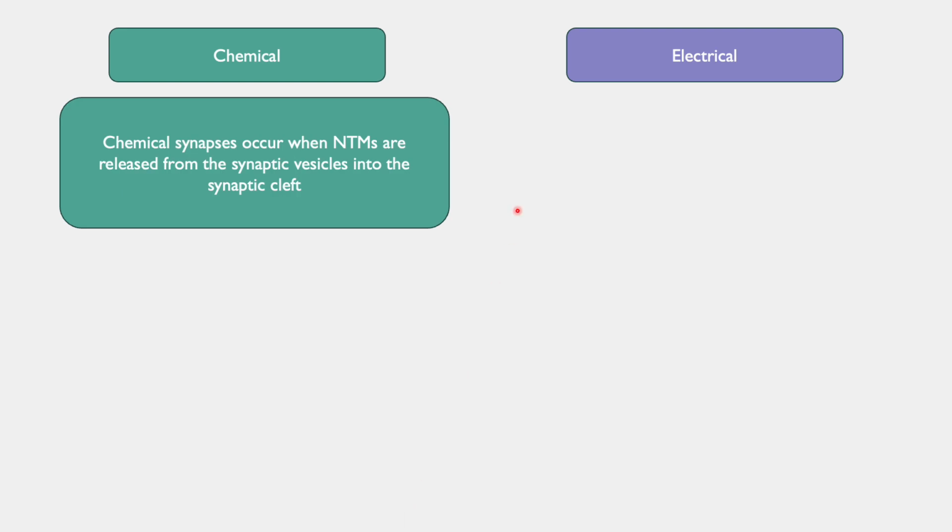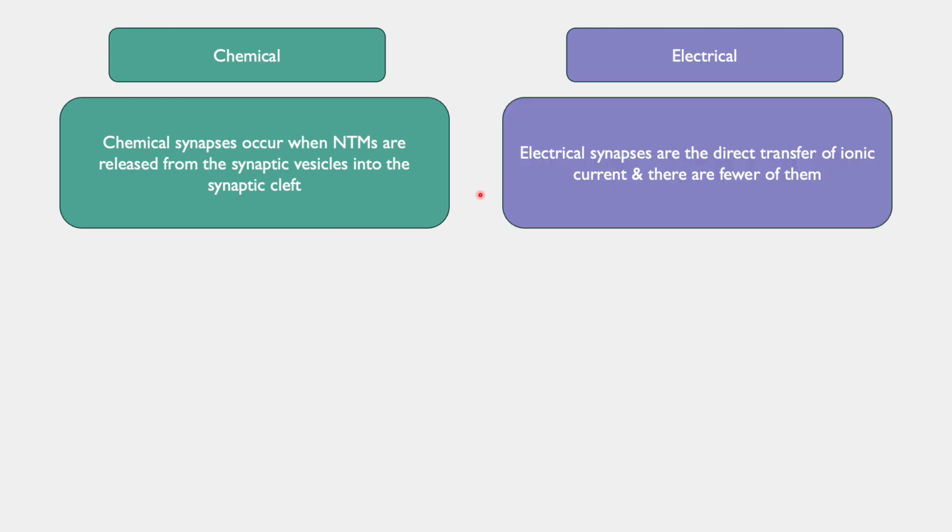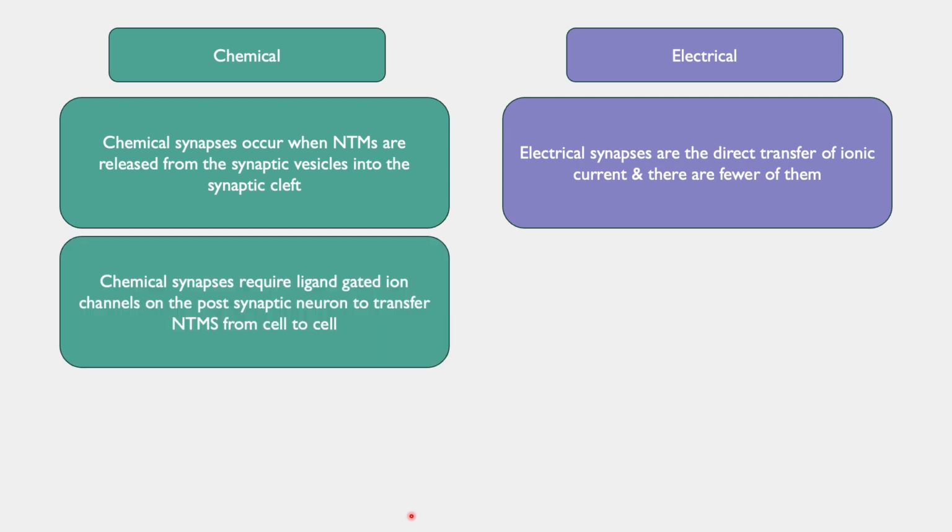First, I want you to know that chemical synapses occur when neurotransmitters are released from the synaptic vesicles into the synaptic cleft. So this is an important mode of information transfer between the cells, whereas electrical synapses are actually the direct transfer of ionic current, and there are fewer of these types of synapses in the nervous system.